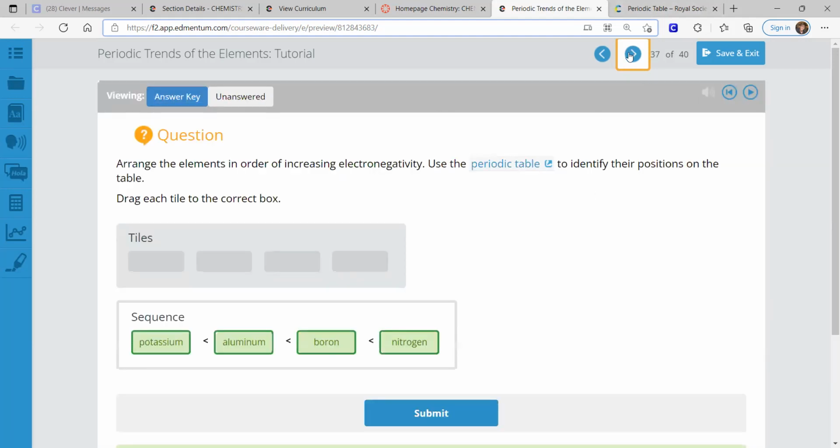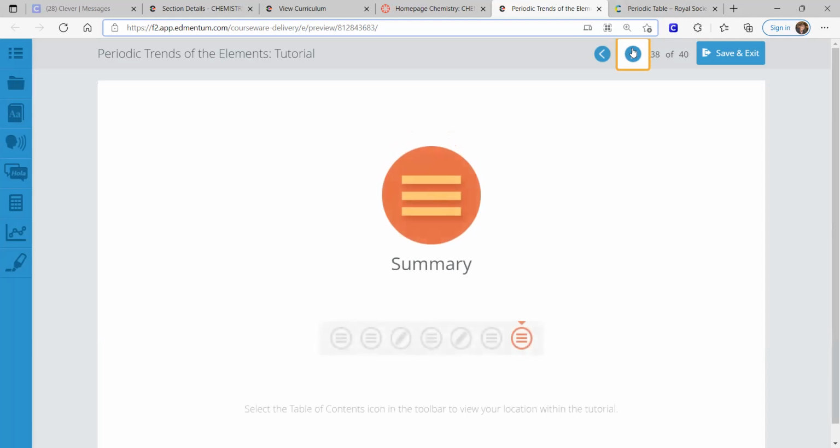Here's the sequence for that. Electronegativity to practice with that. Potassium, aluminum, boron, and then nitrogen has the most electronegativity. And that's it for trends.